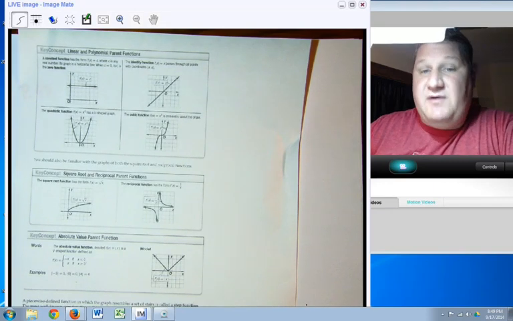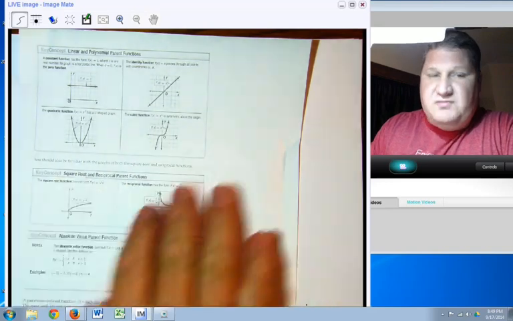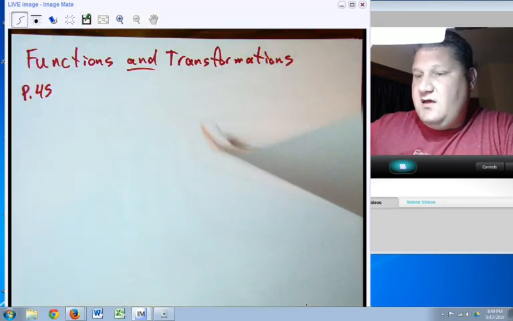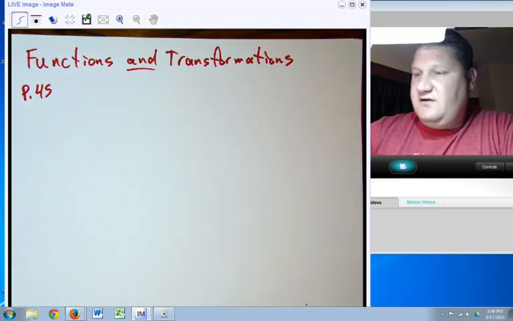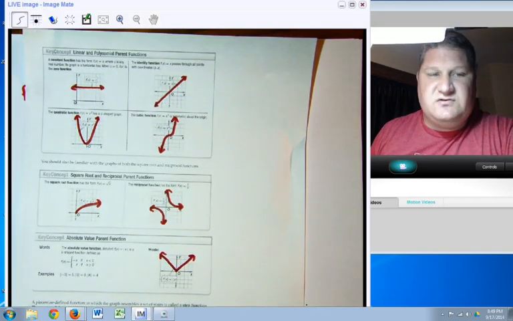Now, a parent function is simply the basic function for which other functions are built off of. So the functions come from right here. Now, what I've done here is I've taken those graphs and I've simply colored them in a little bit more nicely so that you can see them.